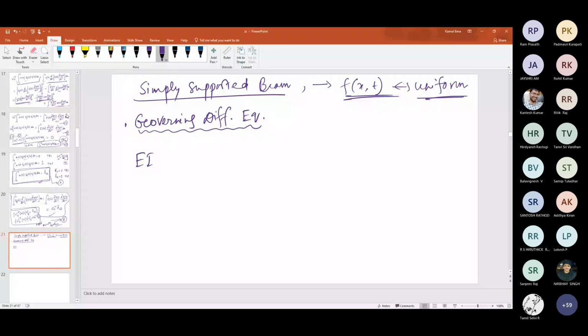Del 4, right? Del 4 v by del x 4 plus m into del square v by del t square. Here v is a function of x and t, sorry, one minute. This will be v(x,t), right? Partial, function of x and t.